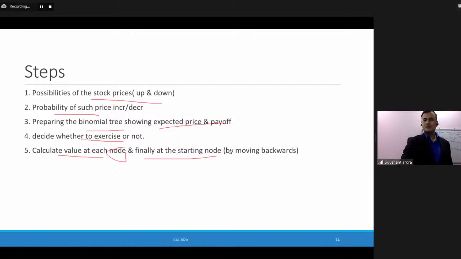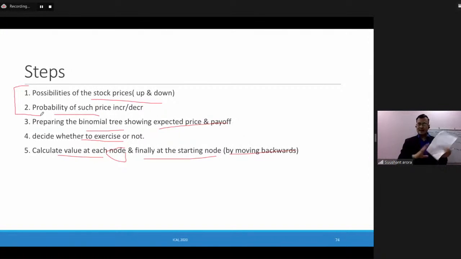So you have to move backwards. Study the steps. So even if you understand 10%, at least I'm sure you can understand these two steps. What is the possibility and what is their respective probabilities? Just like the way we did in question number 11. The possibility was 120, 140, 160, 180, 190, and the probability of each was given to you.